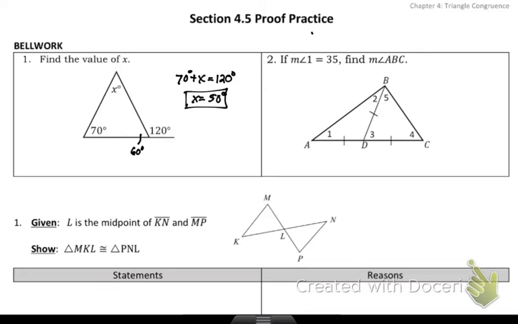Because what I'm going to point out really quick, what kind of triangle is ABD? It's an isosceles triangle. It's obtuse, but my more important part is isosceles triangle. What do we know about base angles of an isosceles triangle? They equal each other.